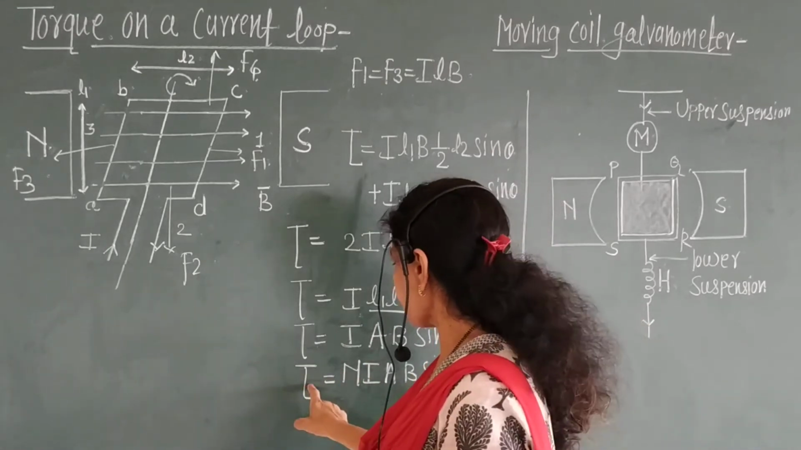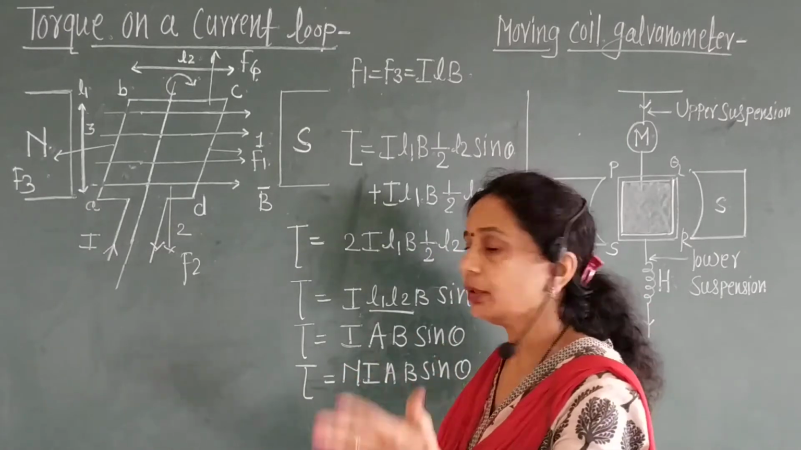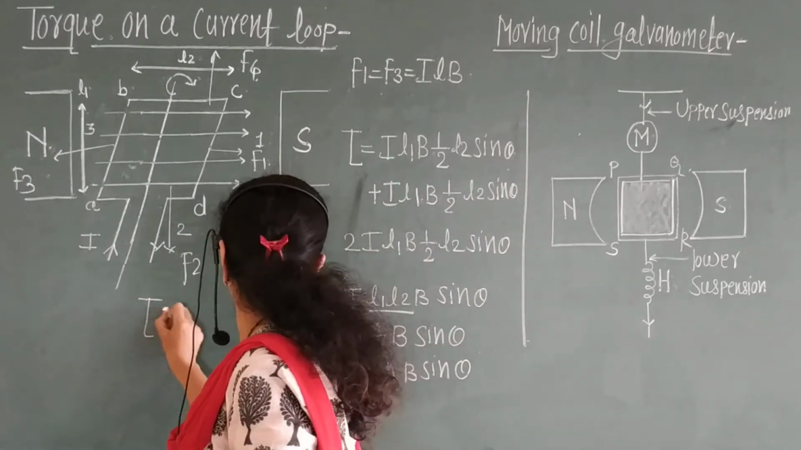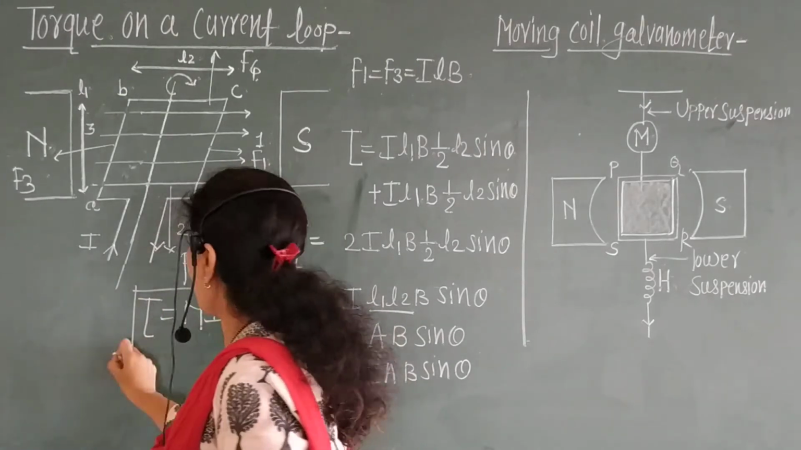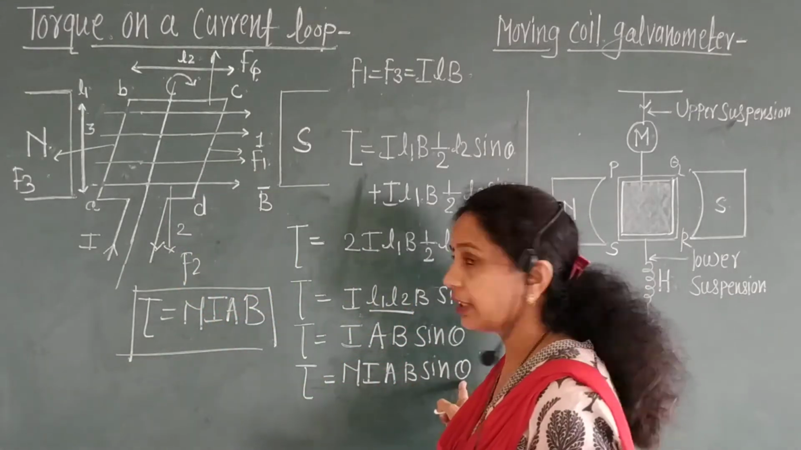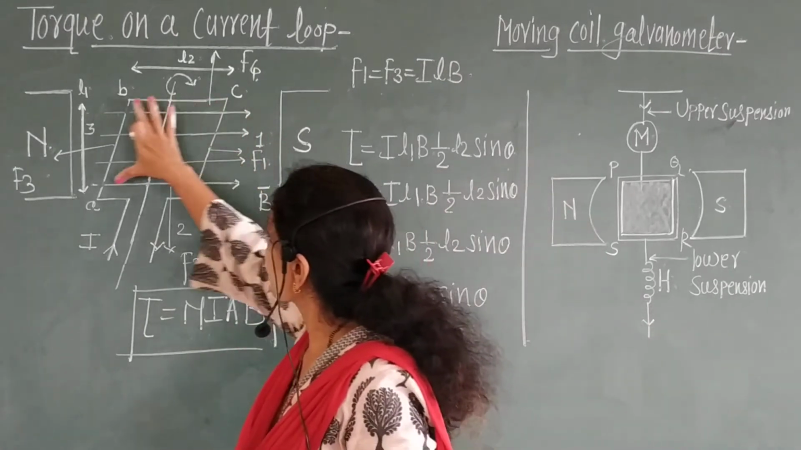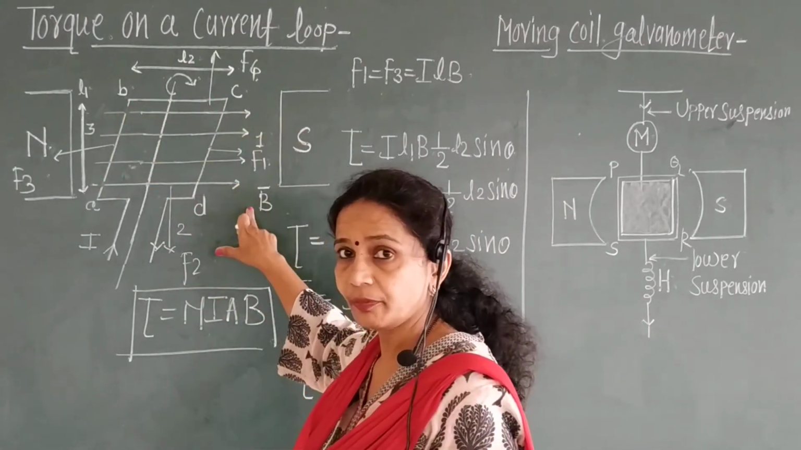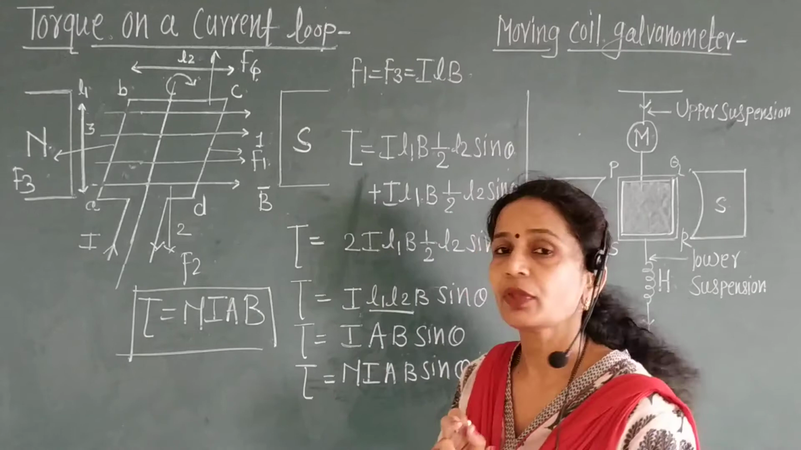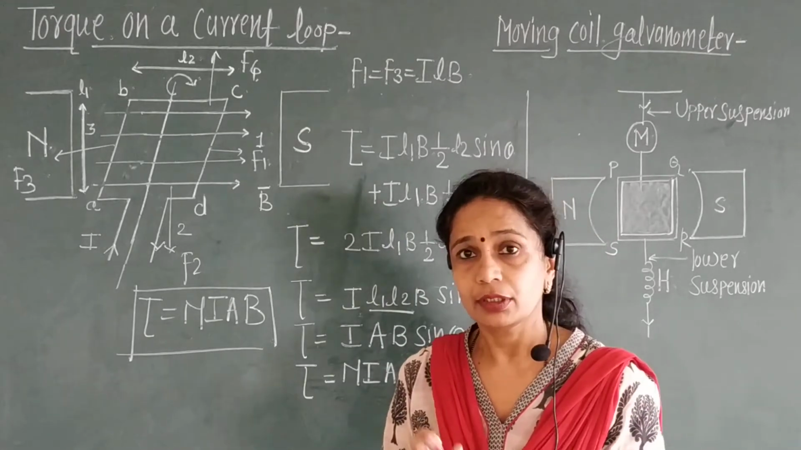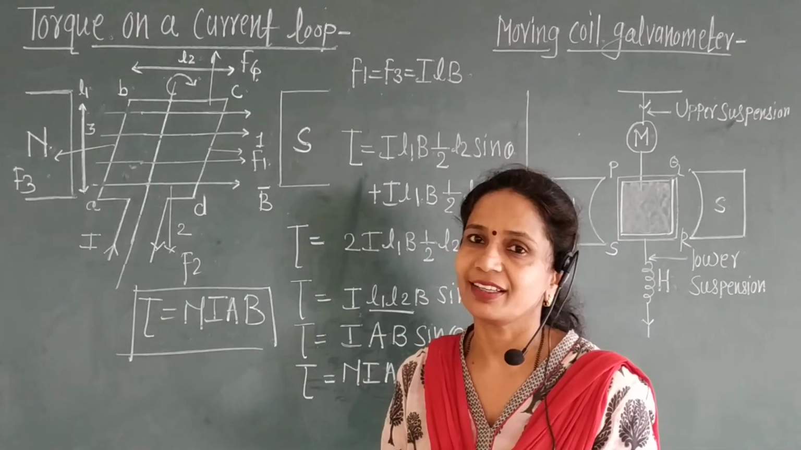Okay, therefore NIAB into the sine of theta, where N is the number of turns. Therefore torque tau is equal to NIAB. This is the equation of torque, because here theta is 90 degrees. The direction of these two sides is perpendicular to the uniform magnetic field, therefore theta is 90 and torque tau is equal to NIAB. This is the value of torque acting on a rectangular current loop.